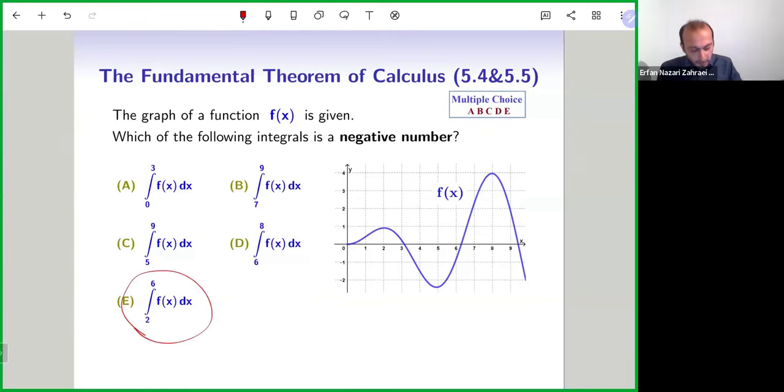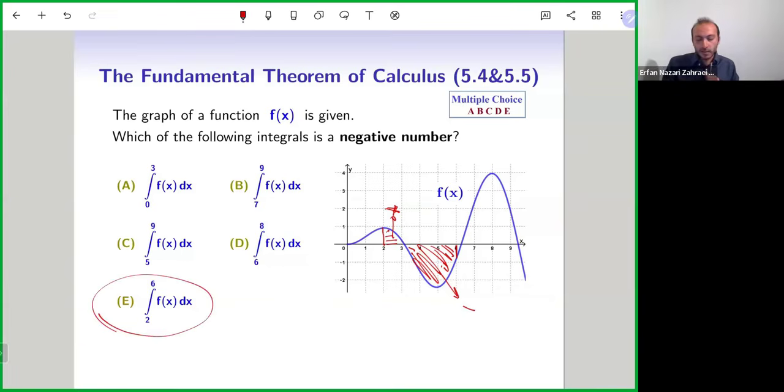Now this last one, from 2 to 6. Again we have a positive part and a negative part. But now the negative area, the magnitude of it, is much larger than the positive area. So the sum of these two, one positive and one negative number, will end up being negative. So this is the correct answer.